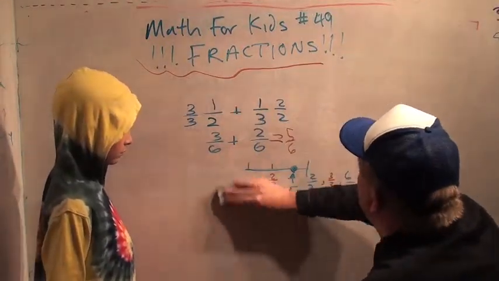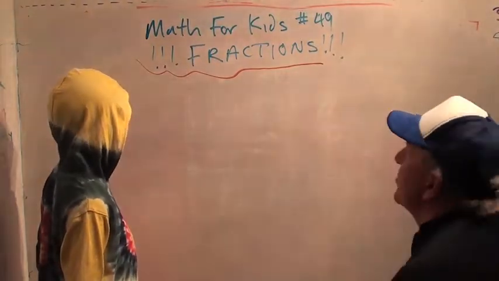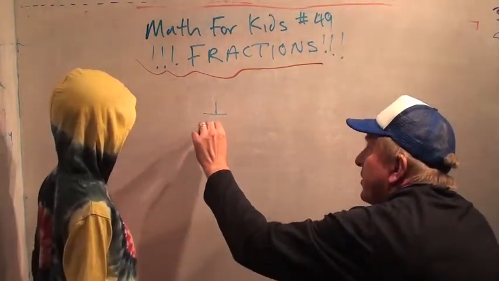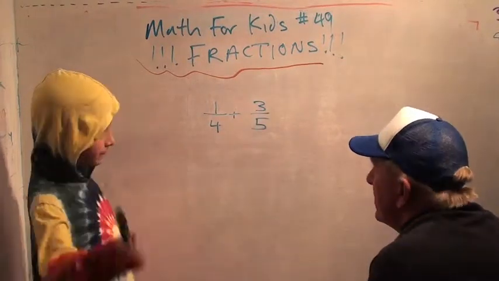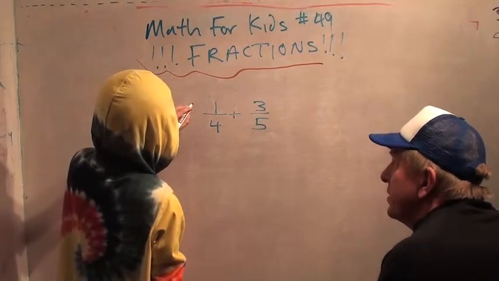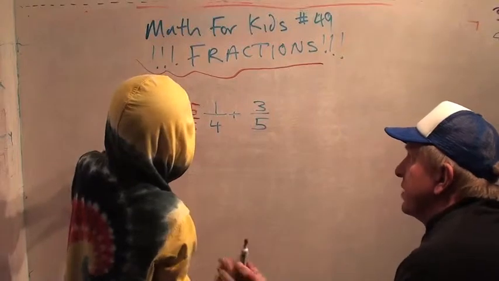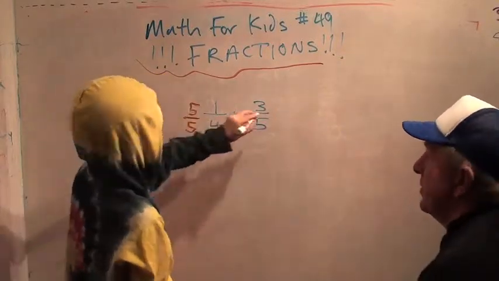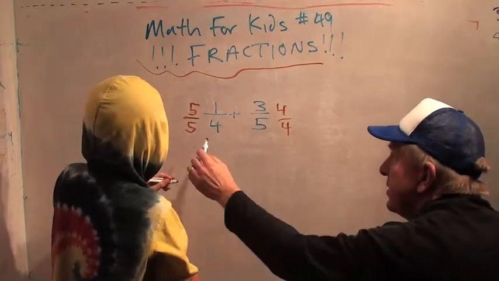I'm not going to draw the number line anymore, but let's see if we have maybe a little more complicated fraction. How about a 4th plus 3/5? Huh. I don't really know what that is. What's your method that you think will work here? Cleverly multiply that one by 5/5. Okay, and cleverly multiply this one by what? 4/4. Interesting.